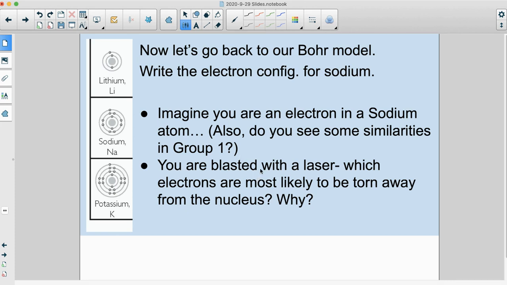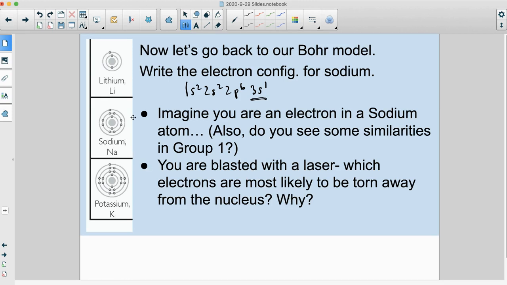All right, so going back to the Bohr model, again we're going to apply Coulomb's law to this. We're going to imagine that we are an electron in the sodium atom. Here's group 1. Each of them has 1 valence electron, and we are going to blast sodium. Now, let's write the electron configuration for sodium first. If we blast sodium with a laser, the electrons that are most likely to be torn away, to be lost, are going to be these valence electrons.